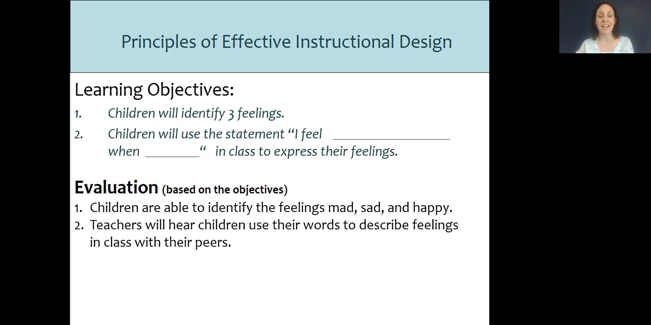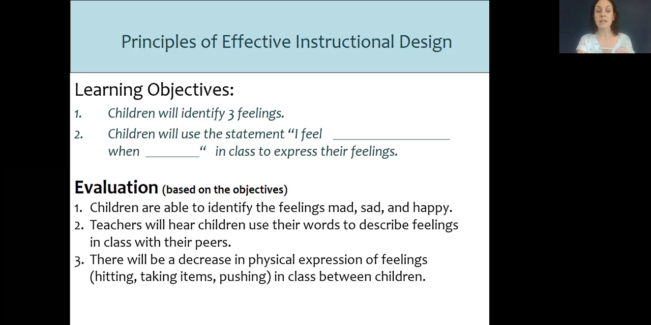And then the second way that I can evaluate this is I'm going to actually hear children saying and describing their feelings more with their peers in class. So we're going to start to hear more dialogue from children because we've given them words to use for how they feel. That's something observable. And I can evaluate if my objectives were learned by the children, if I can start hearing them talking about their feelings more in class.